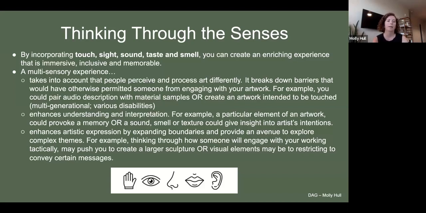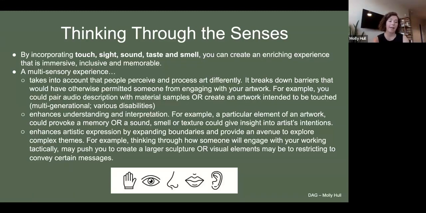A multi-sensory experience can enhance understanding and interpretation. So for example, a particular element of the artwork could evoke a memory, or a sound, smell, or texture could give insight into an artist's intentions, or even allow a viewer to get to know the artist. So maybe they chose a smell that related to their hometown, or a sound that they used to hear walking down the street in New York, something to provide that connection for that viewer.